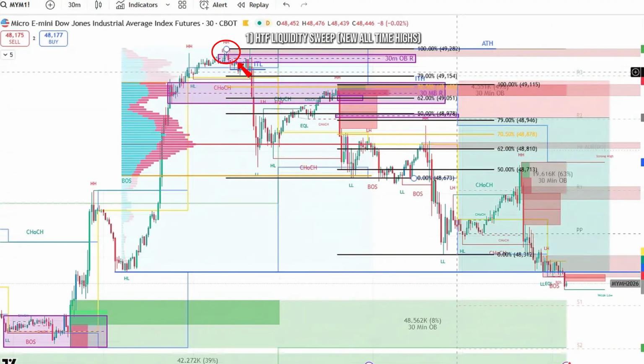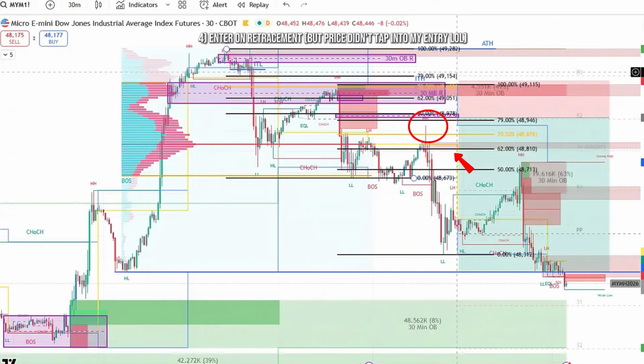1. Higher time frame liquidity sweep. 2. 30-minute confirmation bias, a major change of character. 3. 30-minute continuation bias, a respect of a PD array. 4. Enter on the retracement.